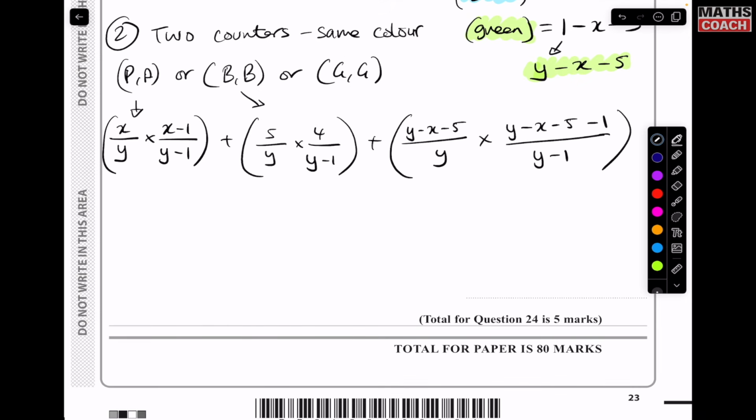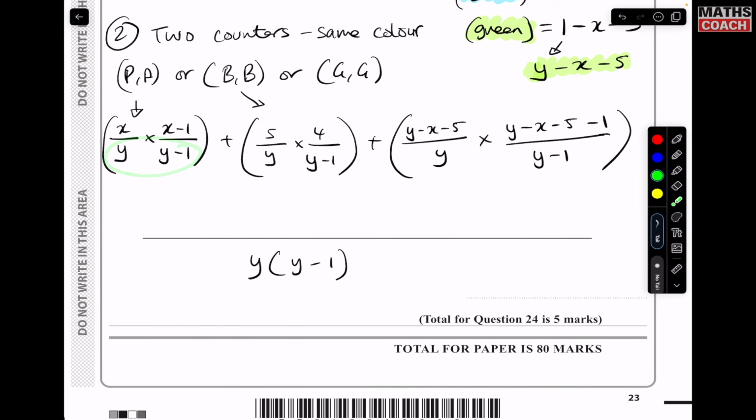Now we are going to simplify things. If you notice, all of this has the same denominator, and we are adding them. So I'm going to put one big fraction line and then one denominator, because they're multiplying at the end of the day. On the top, these are multiplying. So x times x minus 1, plus 5 times 4, which is 20. That's nice and simple.